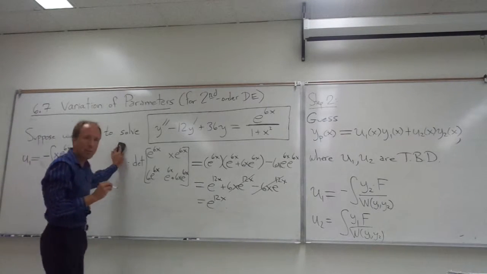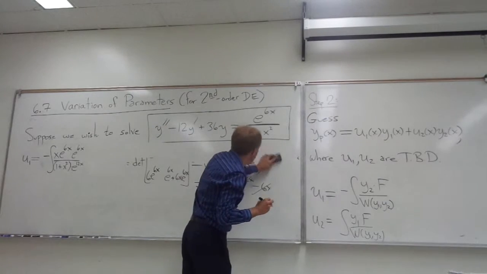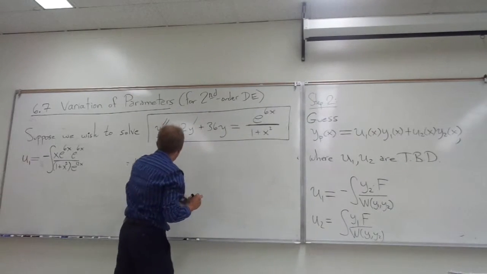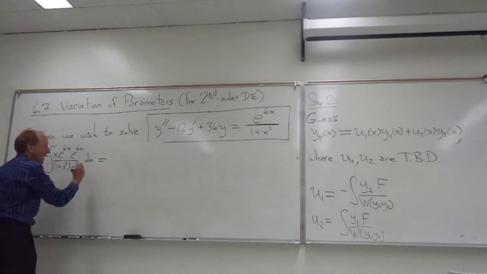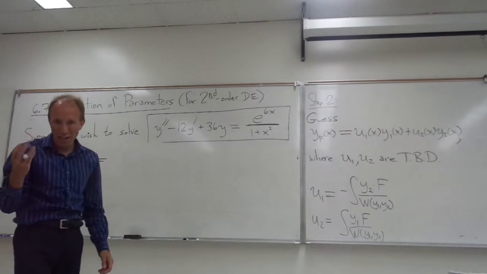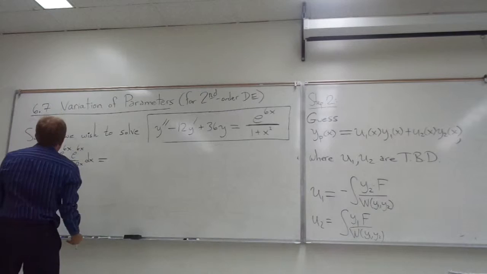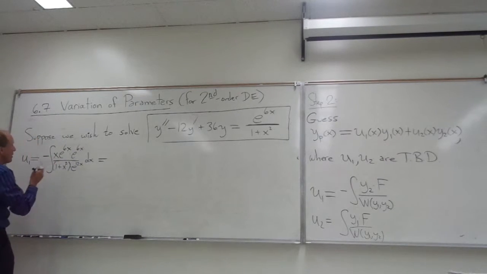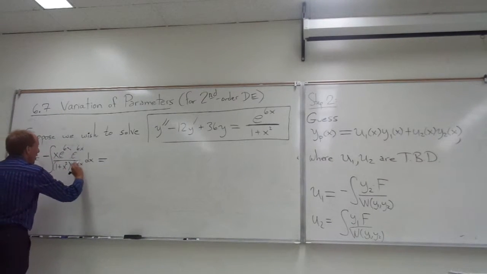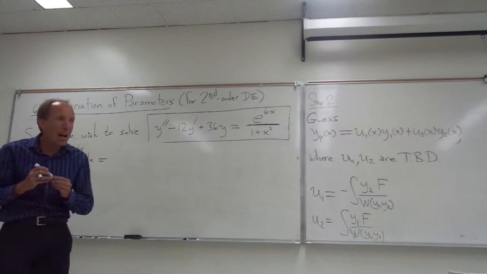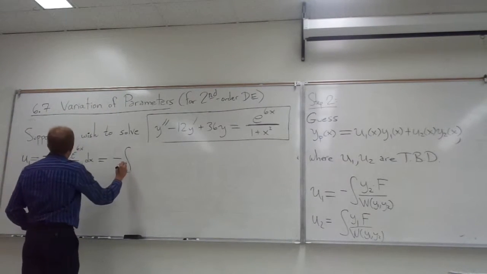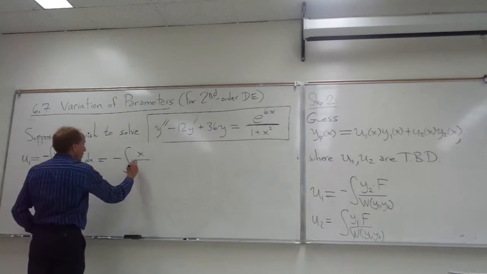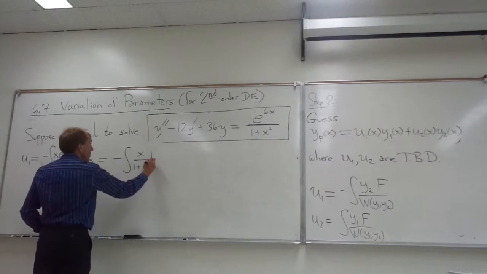I'm going to erase my Wronskian now. I don't need that right now. Okay. e to the 12x was the Wronskian. This is the integral that I have to do to find u1. Notice actually all of these exponentials cancel off, e to the 12x on top and on the bottom. So I'm only left with integrating the negative of x over 1 plus x squared.